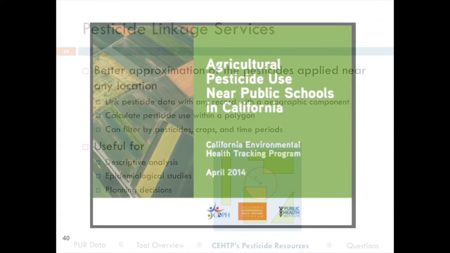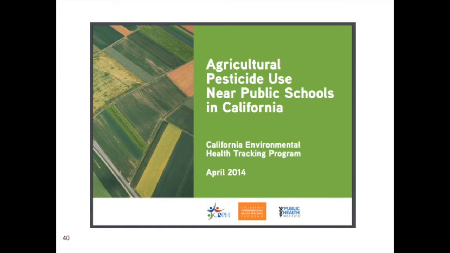An example of our pesticide linkage service in action is our Agricultural Pesticides in Your Public Schools report. In this report, we estimated pesticide use within a quarter mile of schools in 15 agricultural counties in California. The report looked at over 2,500 schools attended by over 1.4 million students.